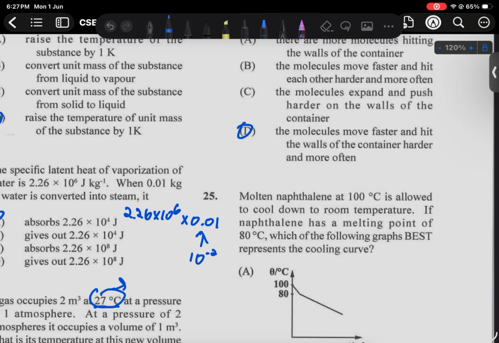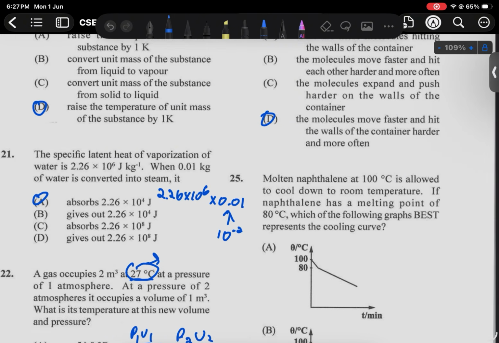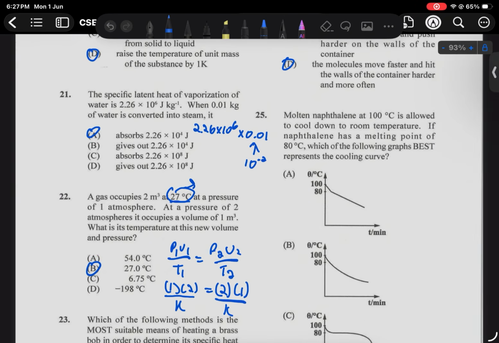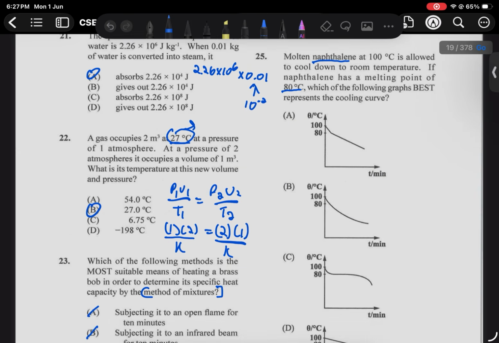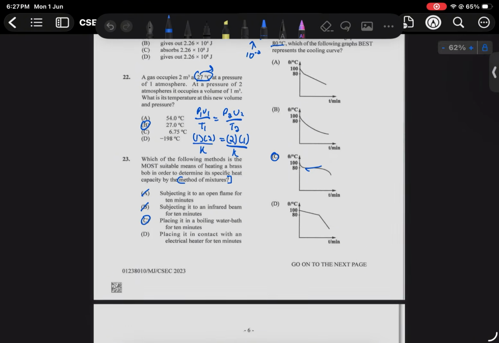Molten naphthalene at 100 degrees Celsius is allowed to cool down to room temperature. So it's a cooling graph. If naphthalene has a melting point of 80 degrees Celsius, which of the following graphs best represents the cooling curve? So it has a melting point here. That's when the liquid would turn into a solid. So there would be no change of temperature when it's at 80 degrees Celsius. So no change in temperature here. It's close to a straight line.